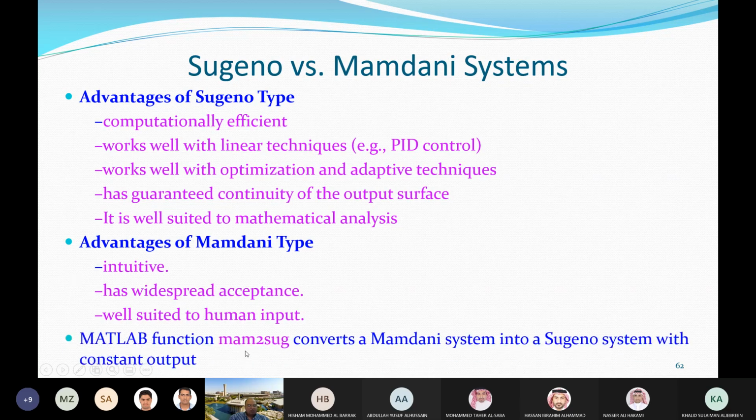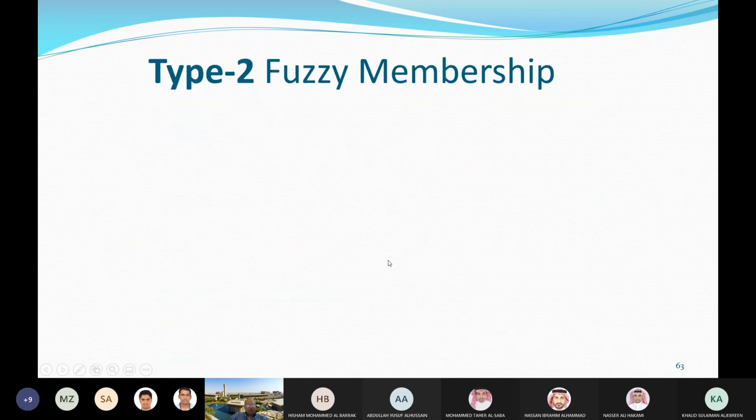There is a MATLAB function to convert from Mamdani to Sugeno or Sugeno to Mamdani. So a Mamdani system converted into a Sugeno system will have a constant output. So you have constant output in the Sugeno, so you can convert. If you have some rules in Mamdani type, you can convert them to Sugeno type. So you have some flexibility in this.